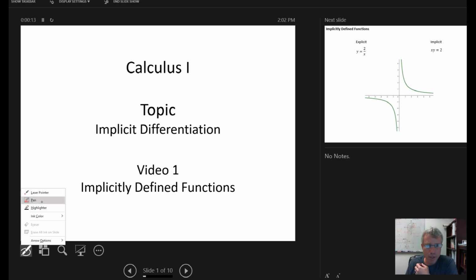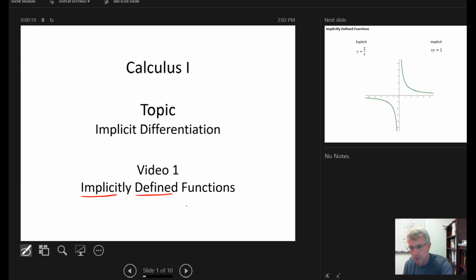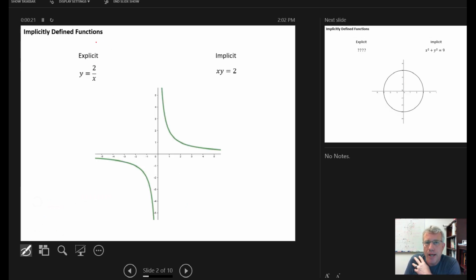So in this video, we're going to give an overview of what an implicitly defined function is. Here I have two functions of x: y equals 2 over x, and x times y equals 2. The idea is that both of these describe the same function of x. In fact, the graph of the function y equals 2 over x is shown right here.